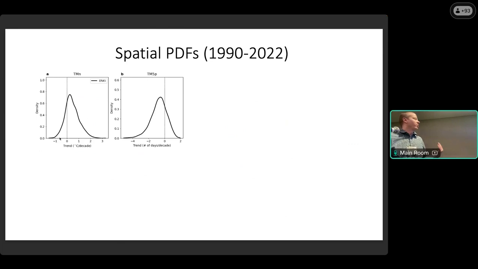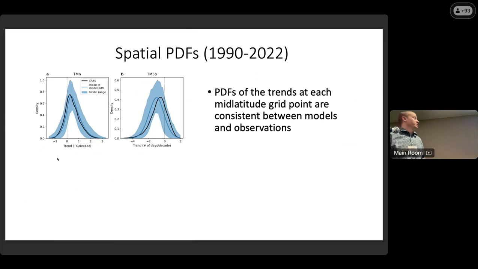And of course, we can do this in the models as well, for each of the 300 realizations. And this is what we get for these 300 realizations. Consistent with the model mean, we see a slight shift in the observations relative to the multi-model mean, but it's well within the model distribution. And it's important to point out that in every single model realization, the tail goes past zero. So every single model realization has some region where there's cooling. So often when we see these cooling trends in observations, we say it's possible that internal variability can cause that. But this says it's not only possible, it's guaranteed that there'll be a cooling trend somewhere over the mid latitudes over this time period.